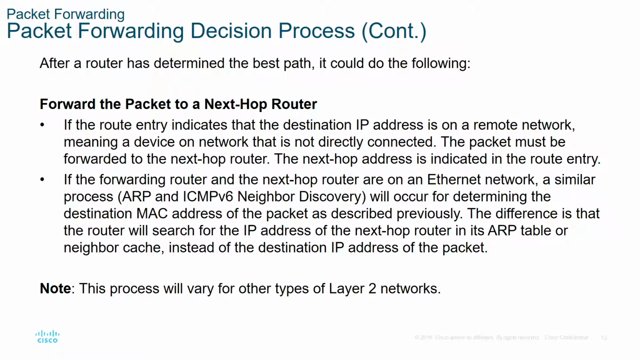If the forwarding router and the next hop router are on an Ethernet network, a similar process, ARP and ICMPv6 neighbor discovery, will occur for determining the destination MAC address of the packet as described previously. The difference is that the router will search for the IP address of the next hop router in its ARP table or neighbor cache, instead of the destination IP address of the packet. Note, this process will vary for other types of layer 2 networks.